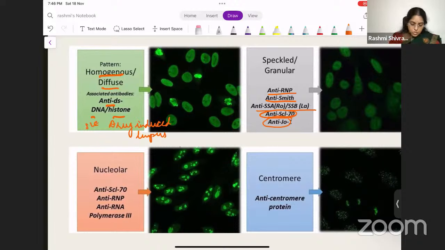Okay. Next is nucleolar pattern. Nucleolar pattern is again seen in anti-SCL70, which is seen in scleroderma, anti-RNP, and anti-RNA polymerase 3 antibodies. Then centromere, anti-centromeric antibody, which is mainly seen in primary biliary cirrhosis. Okay. It is important for you to know these fine points so that you can score really well in your MCQs. Right? Yes.